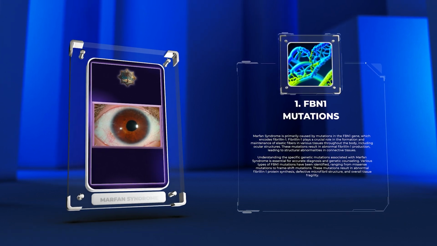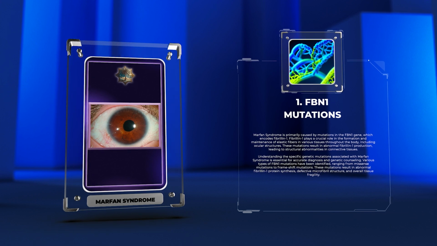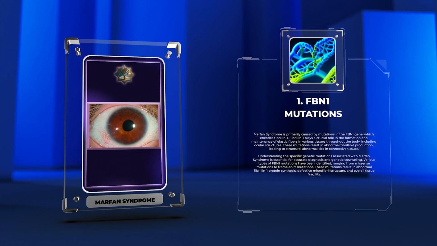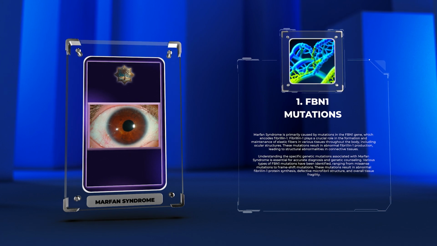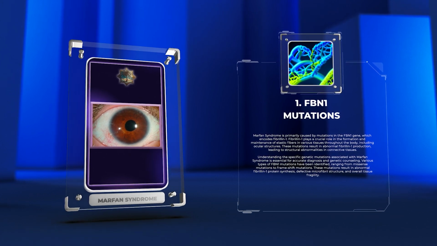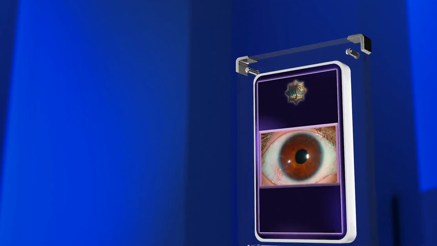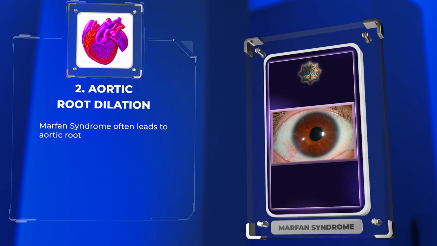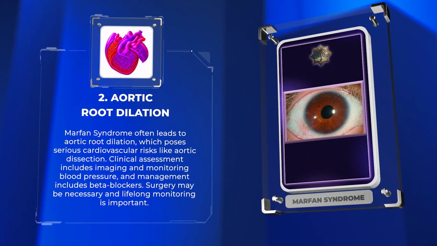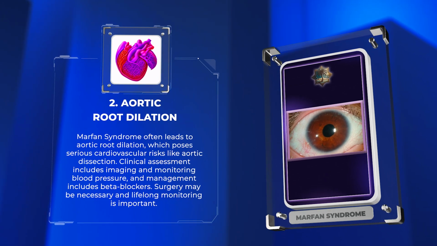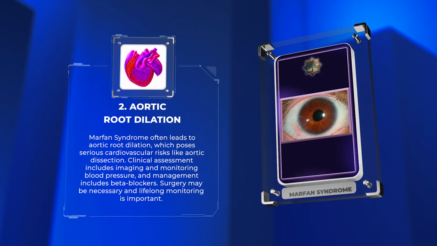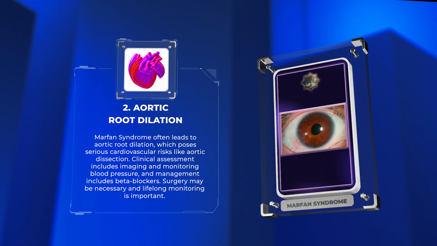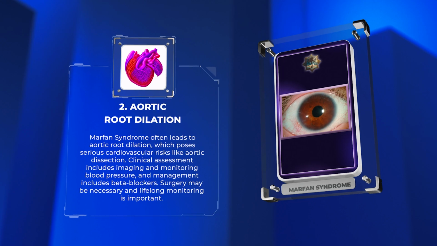Various types of FBN1 mutations have been identified, ranging from missense mutations to frameshift mutations. These mutations result in abnormal fibrillin-1 protein synthesis, defective microfibril structure, and overall tissue fragility. Marfan syndrome often leads to aortic root dilation, which poses serious cardiovascular risks like aortic dissection. Clinical assessment includes imaging and monitoring blood pressure, and management includes beta blockers. Surgery may be necessary and lifelong monitoring is important.